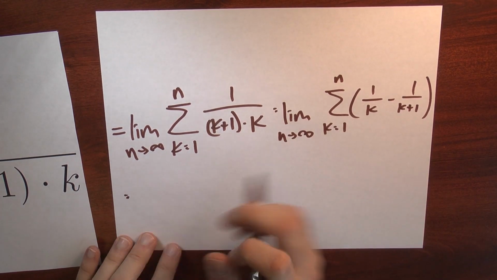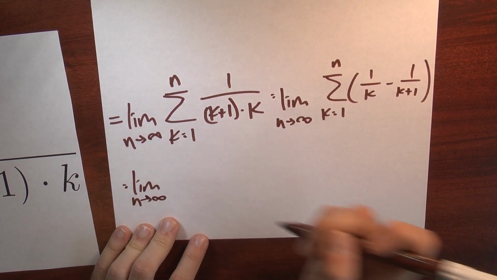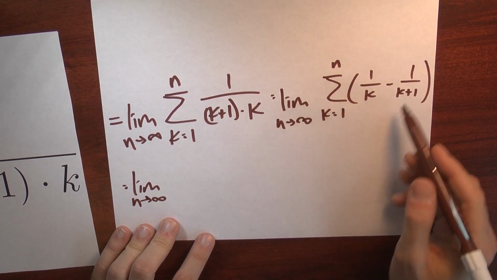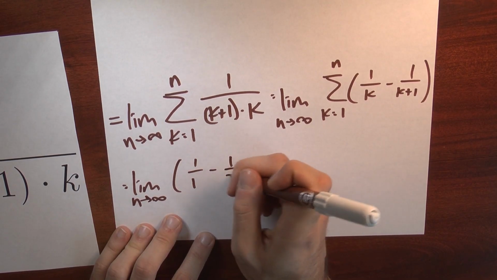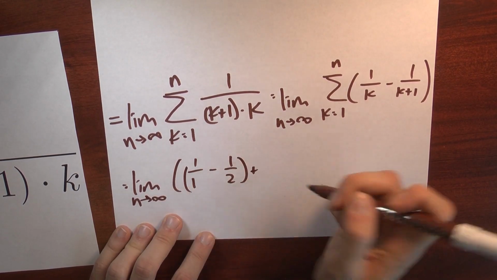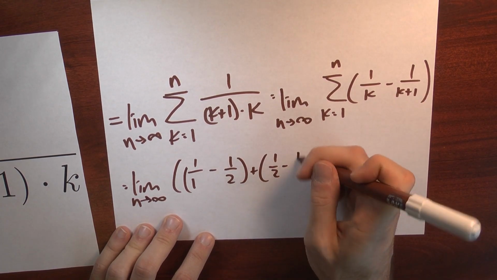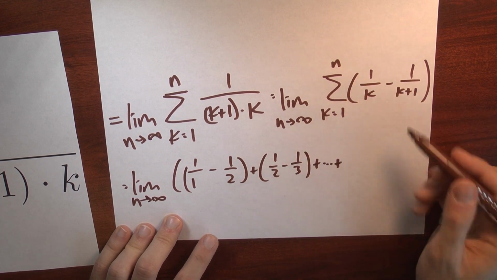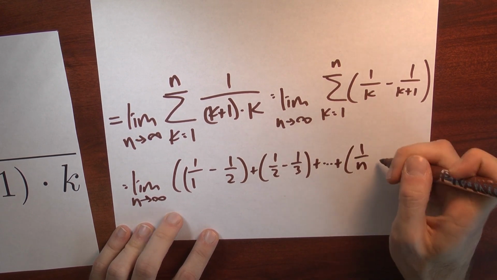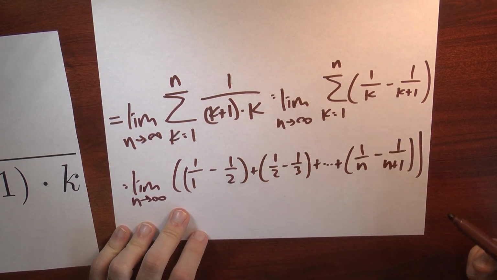Because what is this? This is then the limit as n approaches infinity of, when we write down the first term, it's 1 over 1 minus 1 over 2, plus the next term, the k equals 2 term, which is plus 1/2 minus 1/3, and I'll write dot, dot, dot, plus the last term, which is 1 over n minus 1 over n plus 1. That's when k equals n.